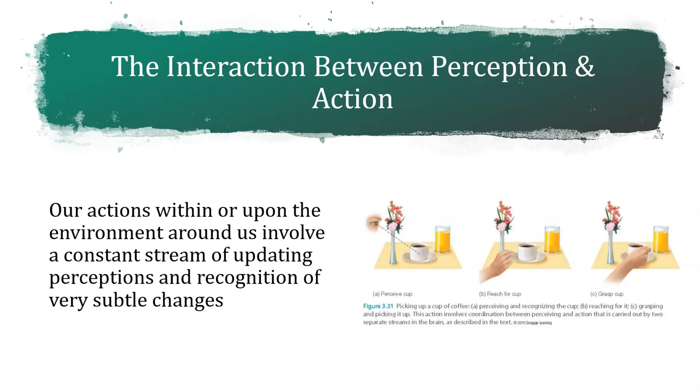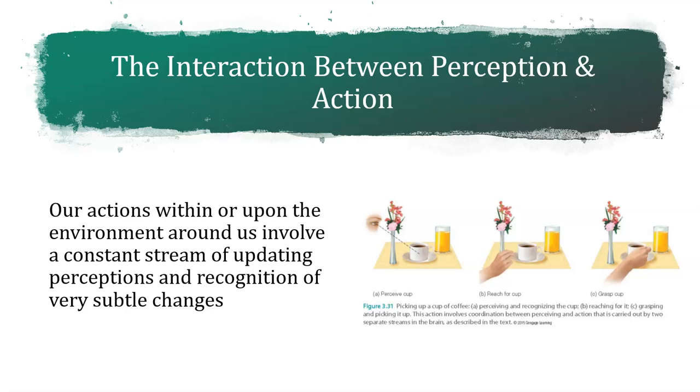In order to pick it up, we need to perceive where the coffee cup is. We have to orient it with respect to the flowers and the orange juice. And we use our perceptual processing to guide our hand to pick up the cup. So we're engaging in action. And by picking up the cup, we get information on how heavy the cup is, how full it is, and how much force we need to use to pick it up.